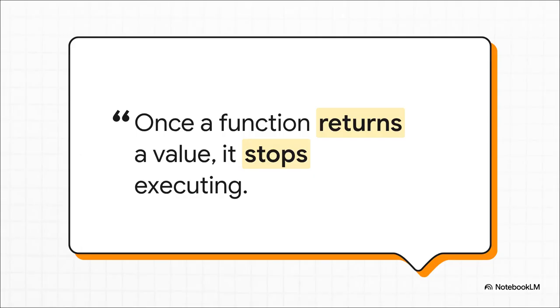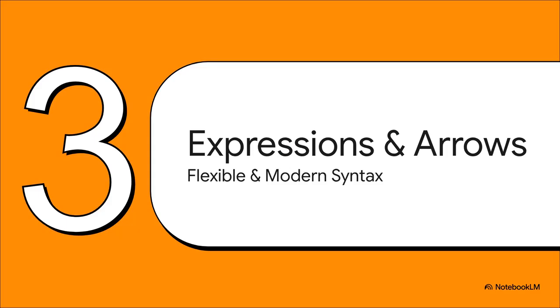So a function takes in data through arguments, but how does it give an answer back? It uses the return keyword. This is the function's final output. And you have to remember this crucial rule. The absolute moment a function hits a return statement, it's done. It hands back the value and stops running immediately. Any code you write after that line is just ignored. It'll never run.